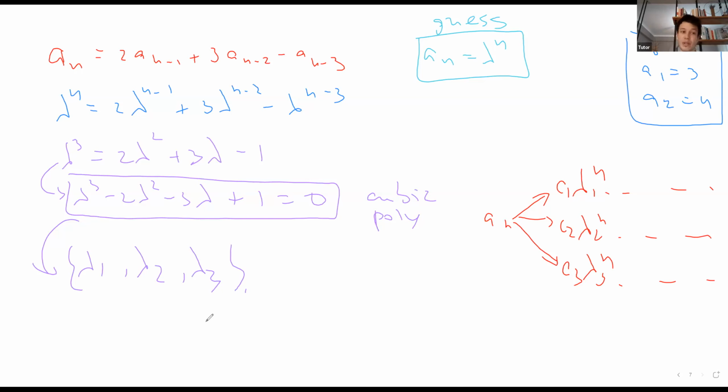There's going to be the question, what's happening when lambda is repeating? We're going to take a look at that. But in this case, all the sequences are different, so they're independent. What it means is that you can take any combination of them. So the more general solution is going to look like this: an is equal to C1 lambda 1 to the n plus C2 lambda 2 to the n plus C3 lambda 3 to the n.